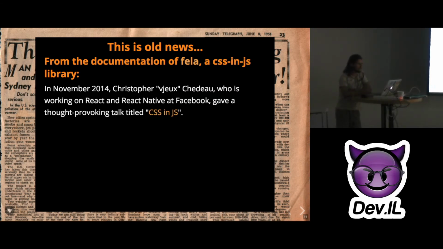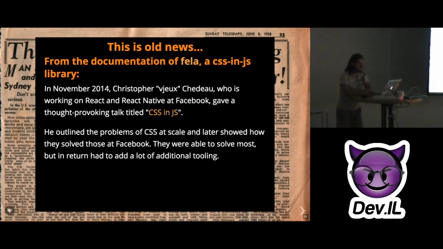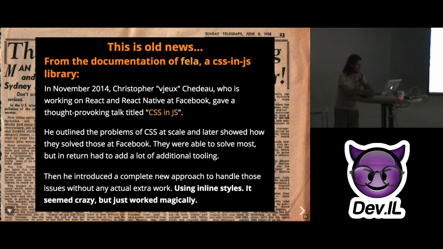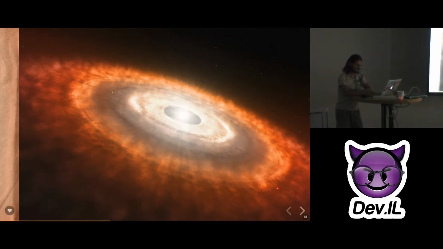So in November 2014, Christopher Chedeau, I hope I'm pronouncing his name correctly, who was working on React and React Native at Facebook, gave a thought-provoking talk called CSS-in-JS. He outlined the problems of CSS at scale and later showed how they solved those at Facebook. They were able to solve most, but in return had to add a lot of additional tooling. They didn't solve all. Then he introduced a complete new approach to handle those issues without any actual extra work, using inline styles. It seemed crazy, but it worked magically.